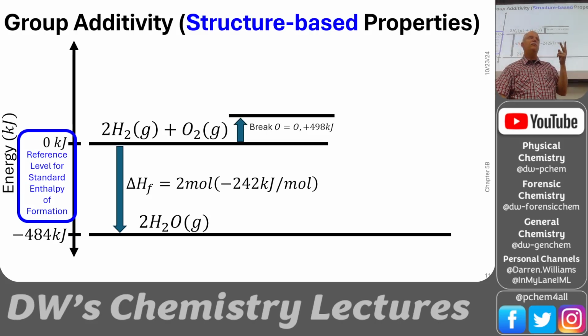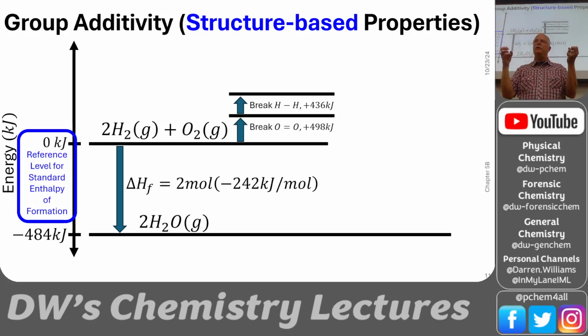And then we've got 2 moles of hydrogen molecules, and so we would break one of those H-H bonds, and that would cost us 436 kilojoules. We've got another hydrogen molecule. We've got to break it apart.